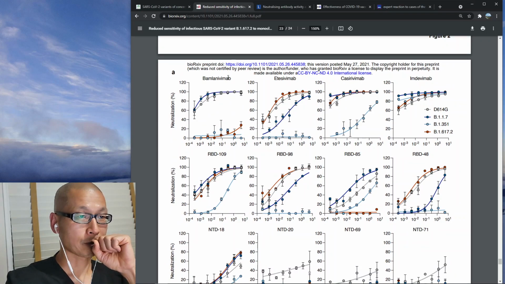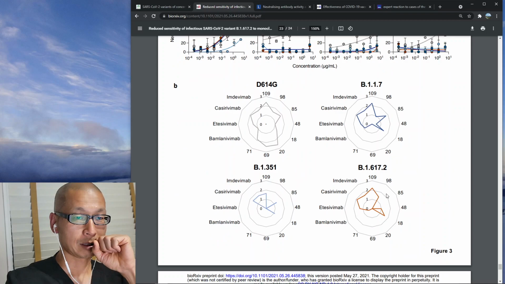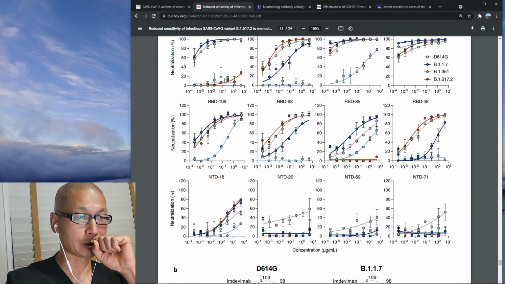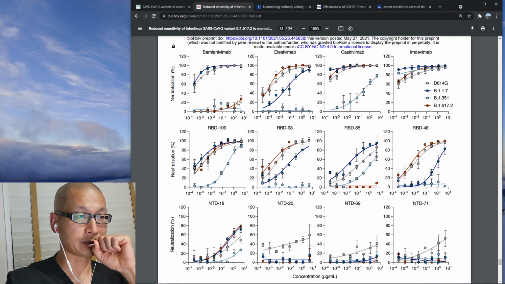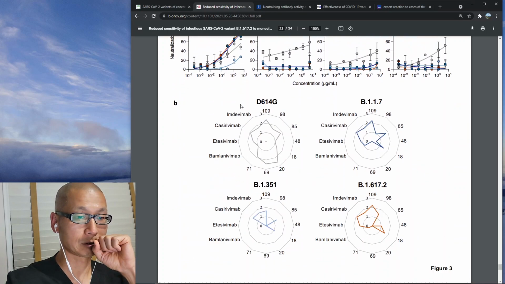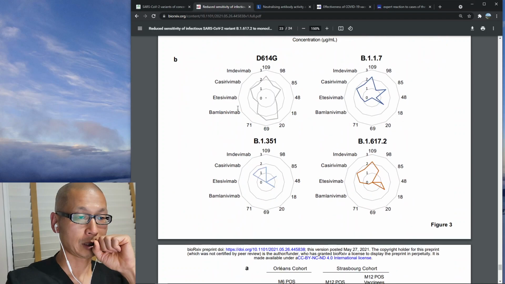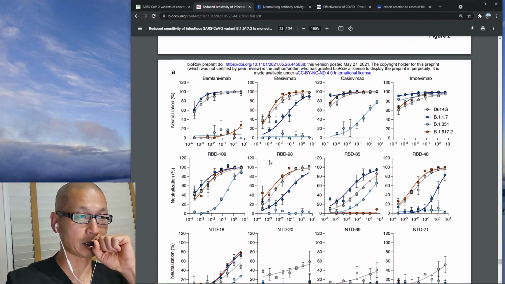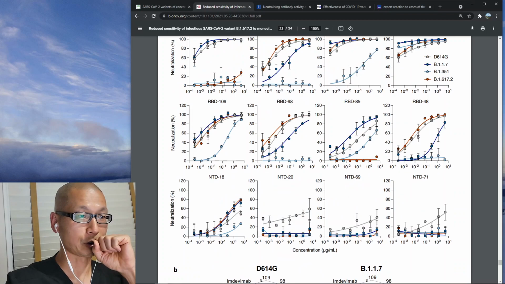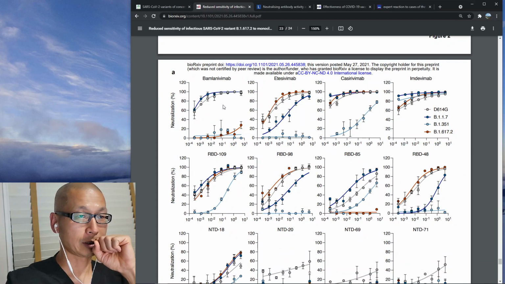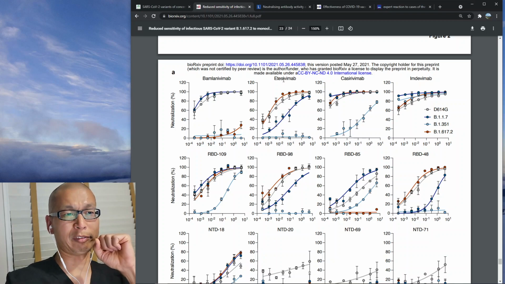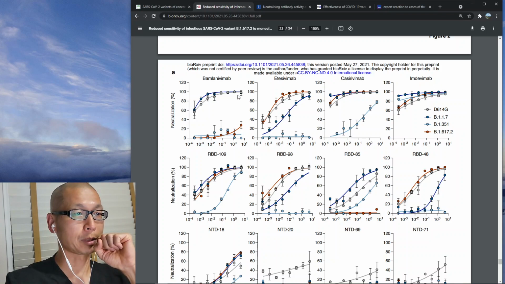Yeah, you see here the Delta variant is in tan, and it is not neutralized well at all. And neither is the South African variant. So those two do not work very well. This drug, etesevimab, seems to work pretty well, and the rest of them seem to work pretty well. But this is the one that I think is the most commonly used in America right now, and that one doesn't work.